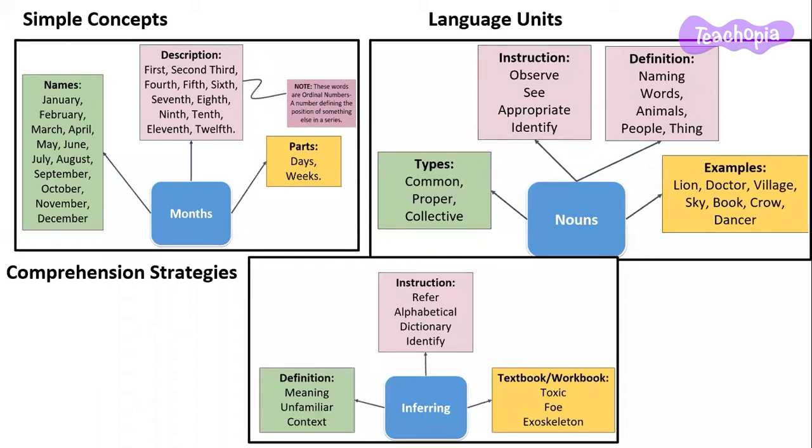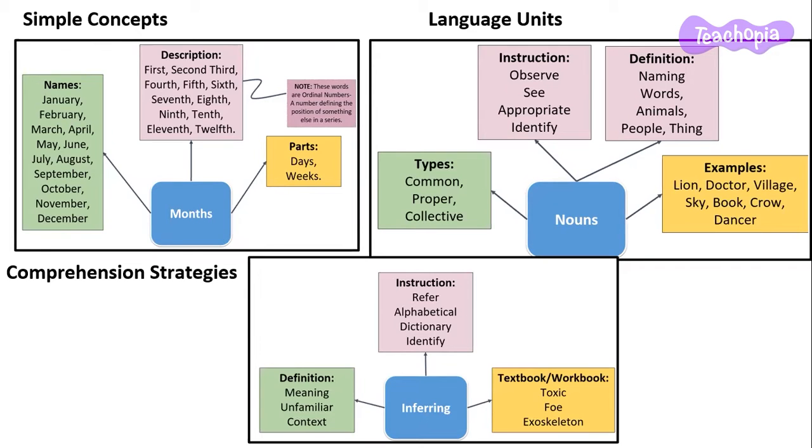Now, for each of these topics, we had different types of categories. For months, that is a simple concept, we had names, descriptions, and parts that made up the words that went into the vocabulary set for months. For language units, we had types, instruction, definition, and example that made up the vocabulary set for language unit. Now, comprehension strategy had different categories for vocabulary sets: definition, instruction, and words from the textbook and workbook.